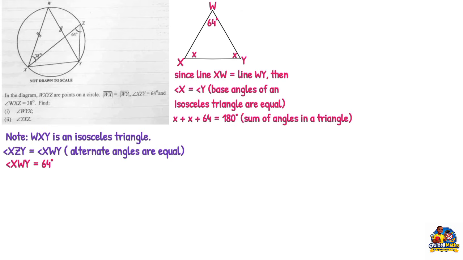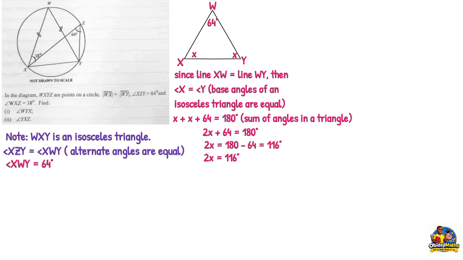Collect the like terms. That will give us 2x equals 180 minus 64, and that will be 116. Divide both sides by 2. Then x will be equal to 58. So x is 58.